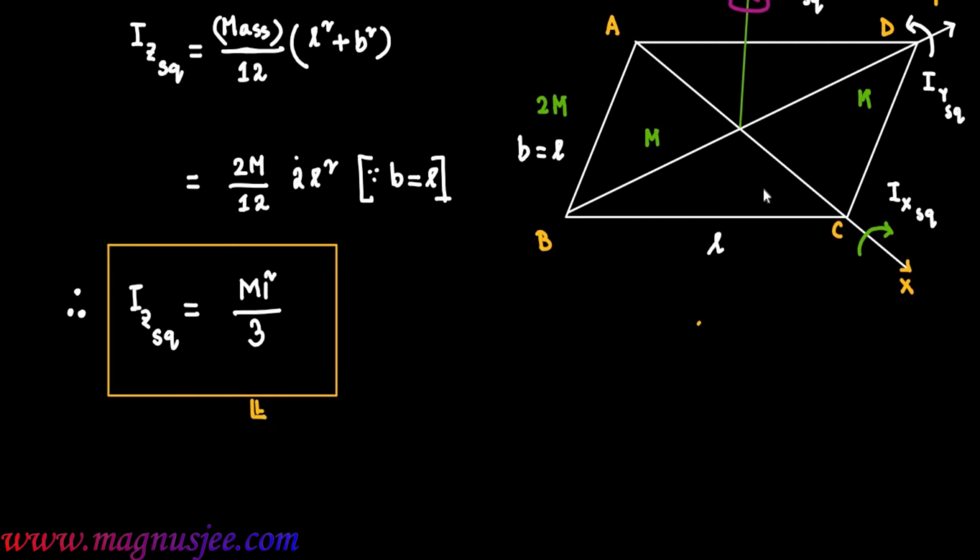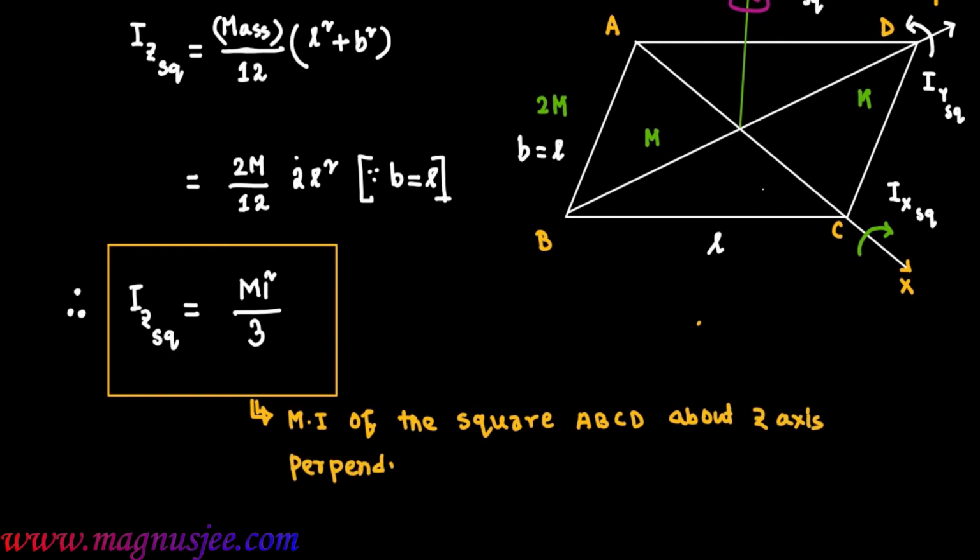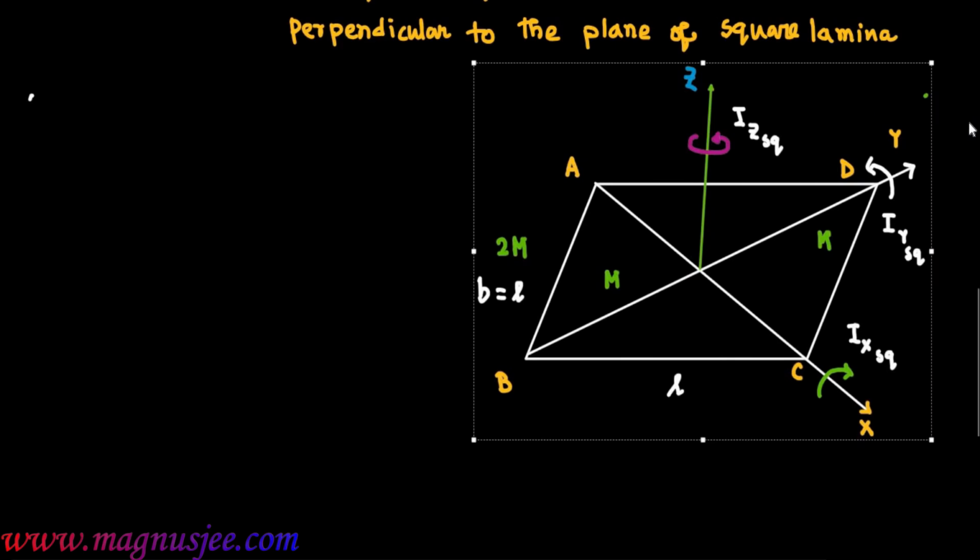Therefore I_Z,SQ equals mL square by 3, which is the moment of inertia of the square lamina ABCD about the z-axis, which is perpendicular to the plane of the square lamina and passing through its center.